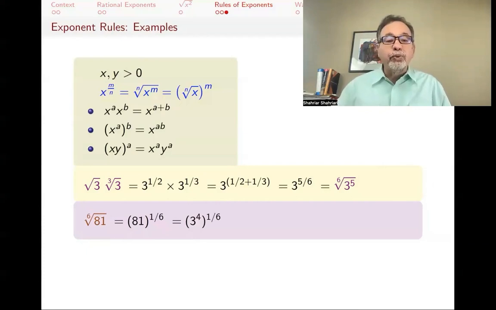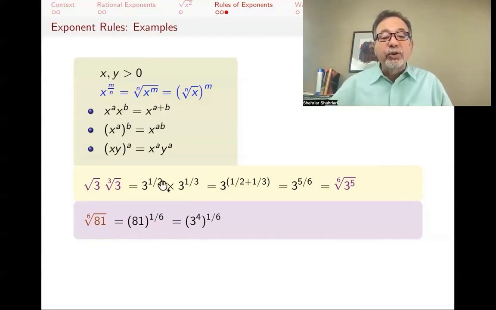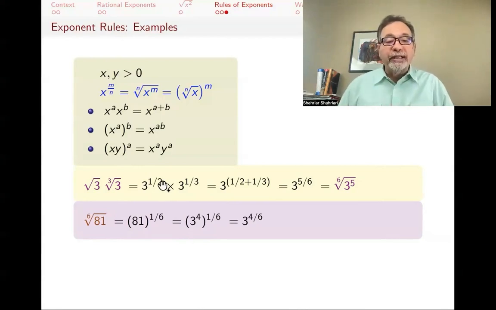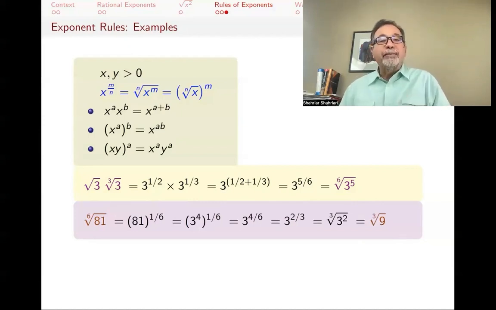So I have 3 to the 4th to 1/6. But now I have a power of a power. And so I can use my second rule and I can multiply 4 and 1/6. And 4/6 is the same as 2/3. And so I have 3 to the 2/3. That means cube root of 3 squared, or cube root of 9. So 6th root of 81 is the same as cube root of 9.